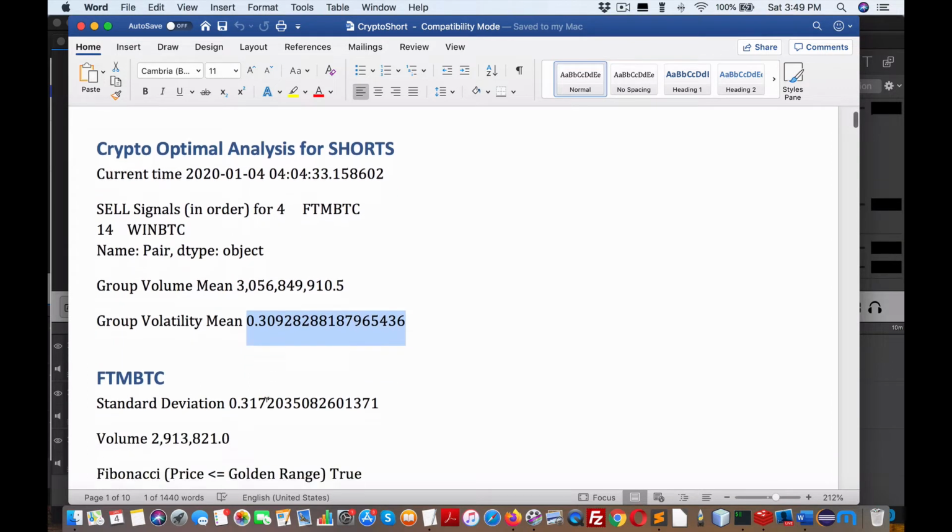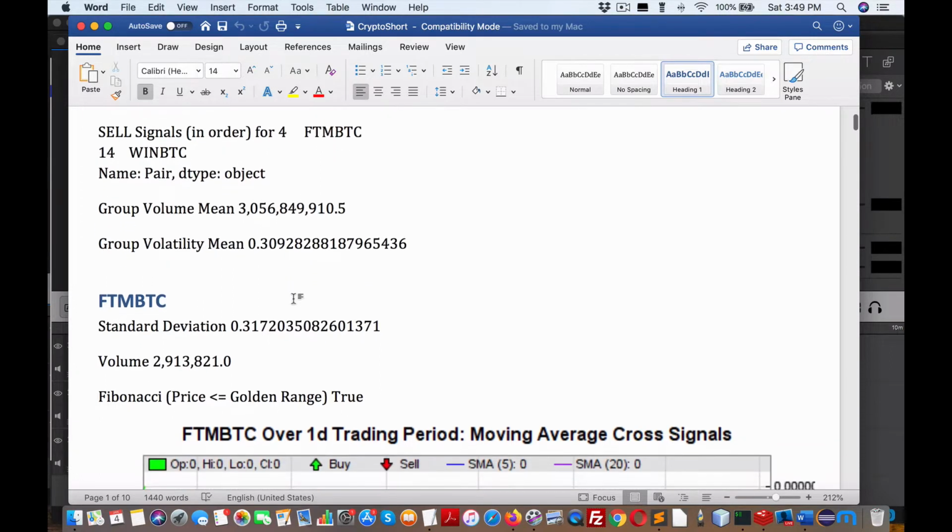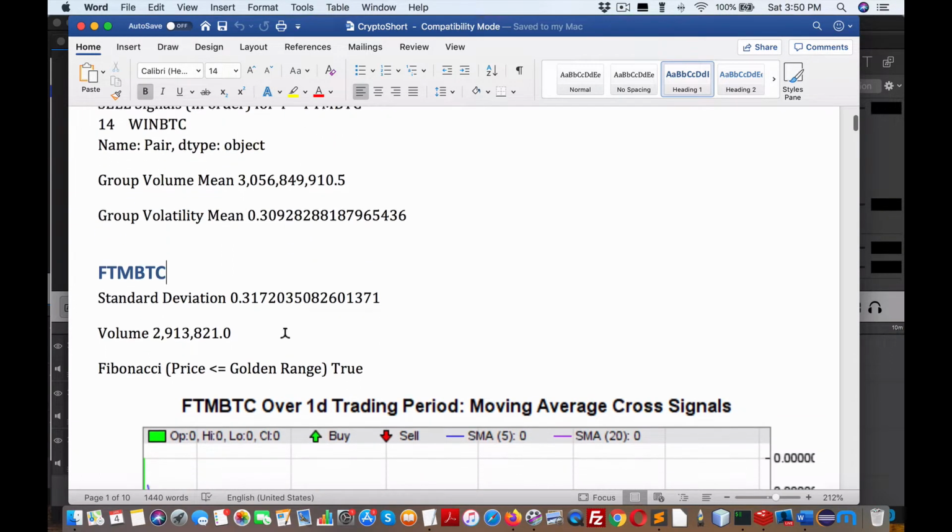as well as the volatility measurement. This is important because, as you'll see in the bigger reports with more pairs, you can use that to filter out what is more meaningful to you. For instance, if you want to trade only pairs that are above the group mean, or the group average, or the group trend, you can do those kinds of comparisons.